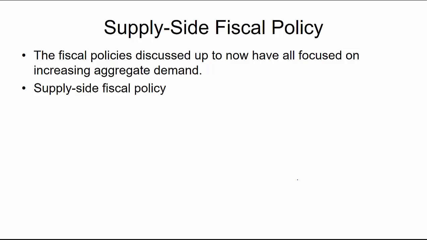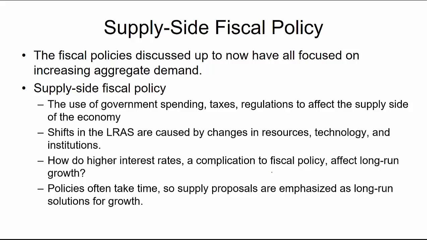Okay, this is called supply side fiscal policy. You may have heard of it. So what is it? What's the point of it? We're going to use government spending, taxes, regulations, and so on to affect the short-run aggregate supply curve. Or even better, shift the long-run aggregate supply curve, and the short run will go with it. So basically we're looking for ways to get more resources, more technology, better institutions.